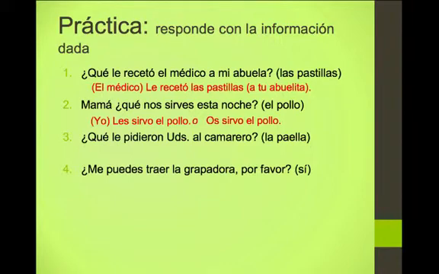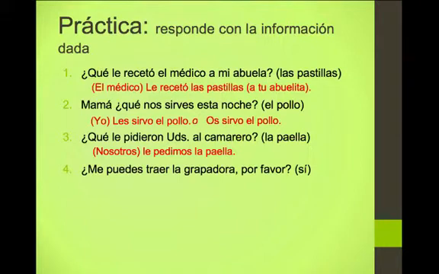Número 3. ¿Qué le pidieron ustedes al camarero? What did you guys order from the waiter? La paella. So we would all answer, nosotros, optional, le pedimos la paella. We ordered la paella. The le is kind of like saying from him, from the waiter.